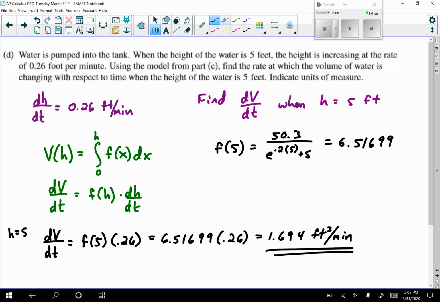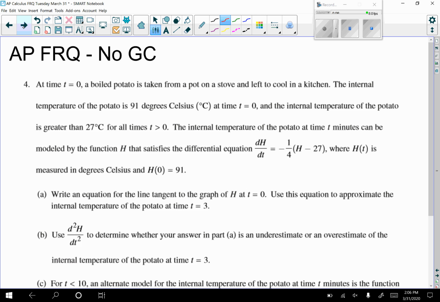All right, so for this one, we are given 3 points altogether, 2 points for writing out dv over dt, and then 1 point for that final answer. So hopefully this made some sense. Again, go back, try these 4 parts from time to time. All right, let's take a look at number 4.